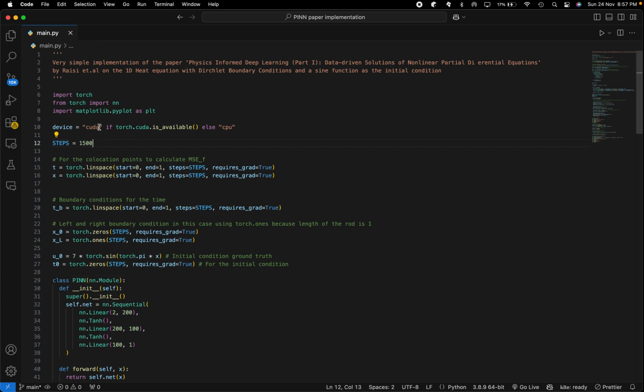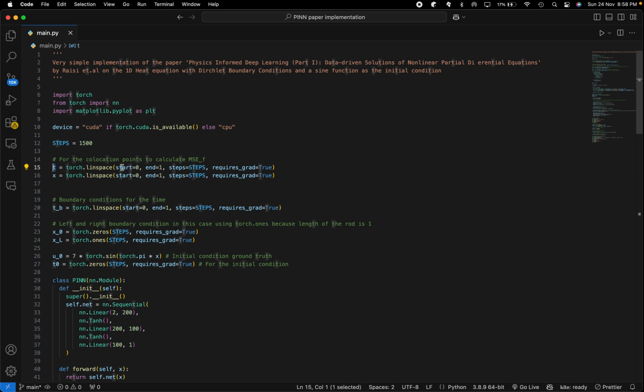So first thing is I define the number of steps. So number of steps is basically, well, we're going to be creating our own data set, right? Because you can't exactly search for heat equation solutions and have some large CSV file. We can just create our own data set. So the first thing is we need to create the collocation points.